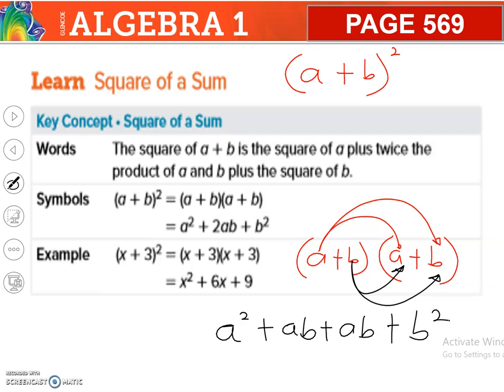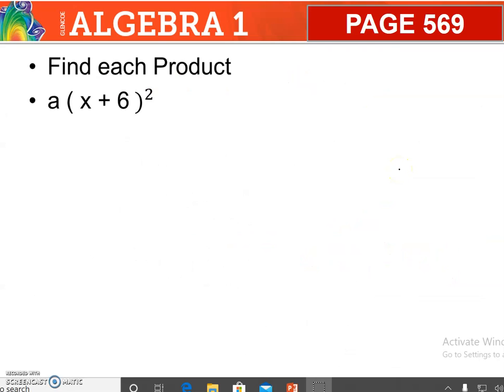So simplifying, ab plus ab can be put together, so our answer becomes a squared plus 2ab plus b squared, and that is our answer. Alright, we'll look at our example 1.